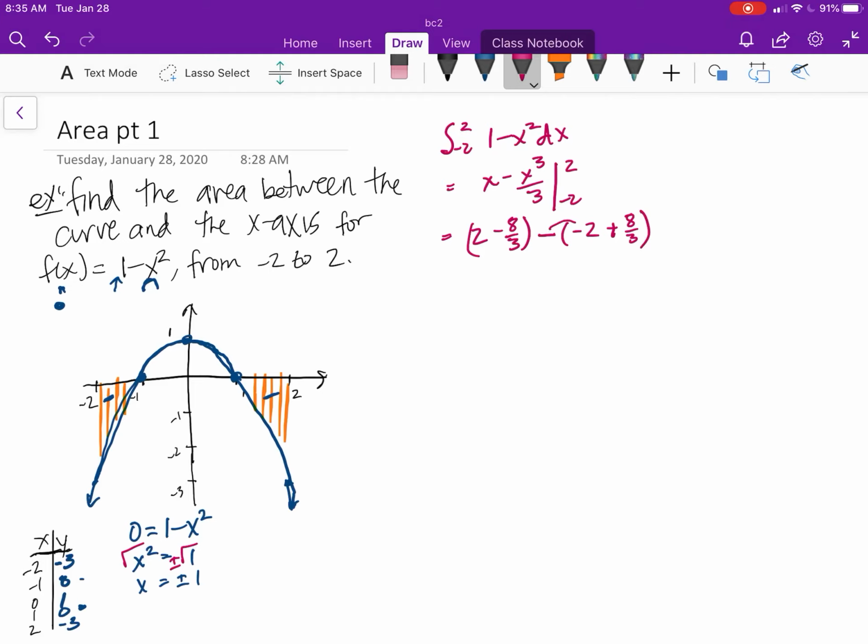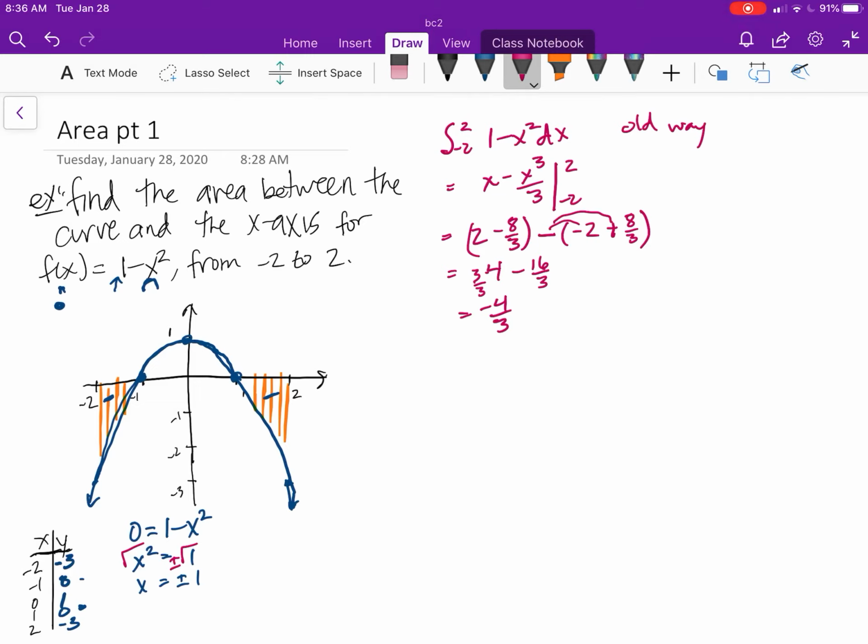Now we would have 2 plus 2 is 4, and then negative 8 thirds minus another 8 thirds, so minus 16 thirds. Getting an LCD, that's 12 minus 16, which is negative 4 thirds. That doesn't make sense if we're talking area, and I just integrated our old way. It didn't work. We get a negative value, and you can't just change it to positive. That is not going to work out.